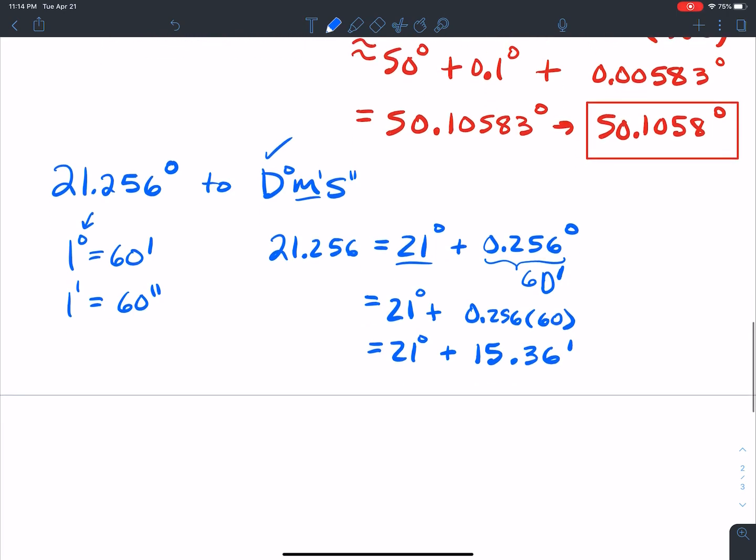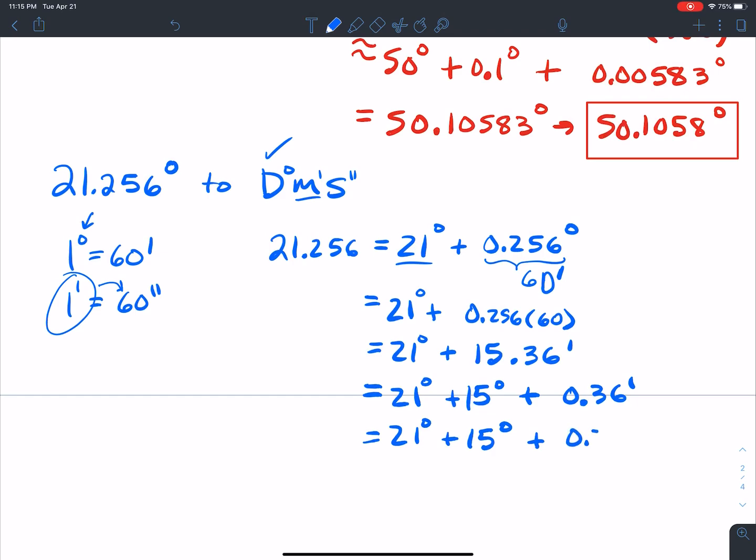Okay, so what do I know here? Well, I've got 21 degrees plus 15 minutes plus 0.36 minutes. Well, how do I convert minutes to seconds? I take the 0.36 and I multiply by 60. So 21 degrees plus 15 minutes plus 0.36 times 60. So what's this get me? I'm sorry, I've made a goof here. These are minutes. Okay, so that's in minutes. And whenever I multiply here, this becomes seconds. And so I have 21 degrees and then plus 15 minutes. And then multiply that together, I get 21.6 seconds.